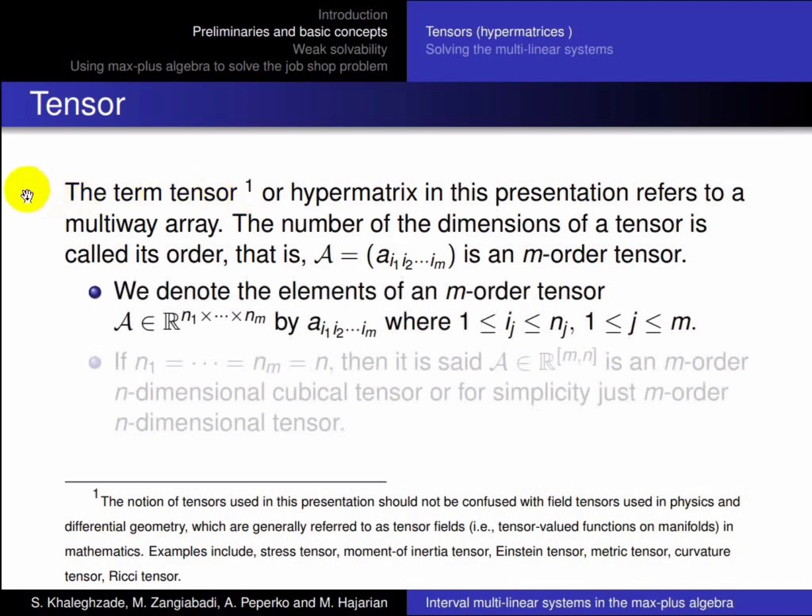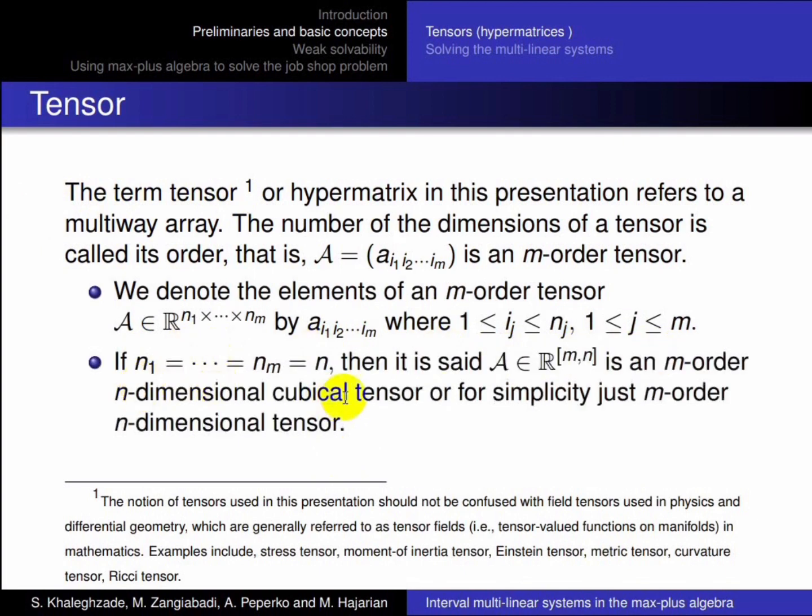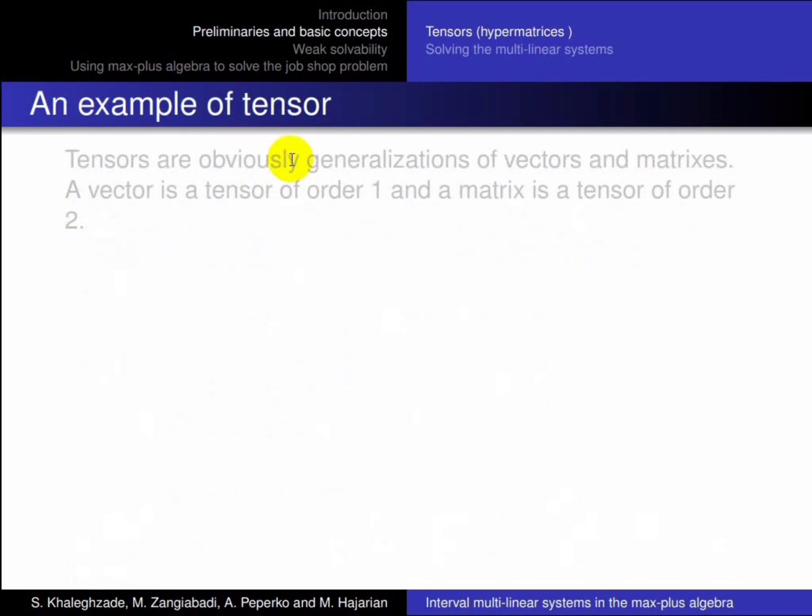We denote the elements of an M-order tensor by a_{I1, I2, ..., Im}, where Ij is between 1 and n, for j between 1 and m. If we have these equalities, then the set A in R^[m,n] is an M-order n-dimensional cubical tensor, or for simplicity just an M-order n-dimensional tensor. Look at an example of a tensor.